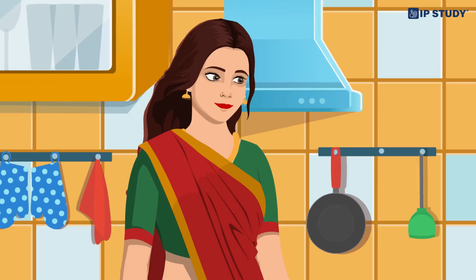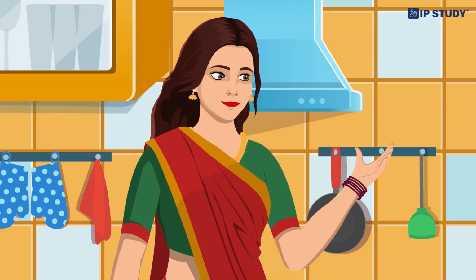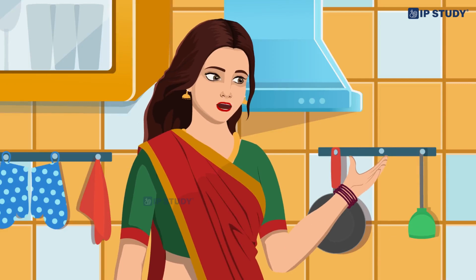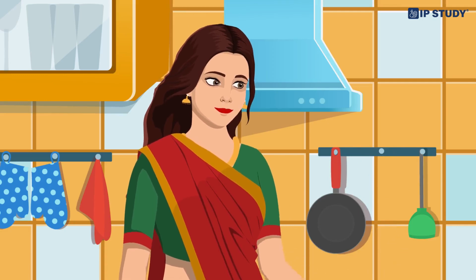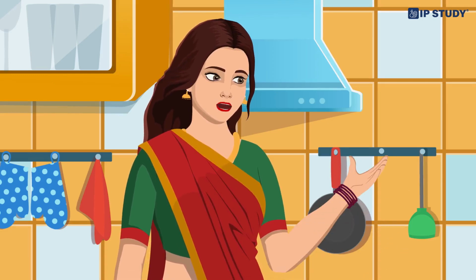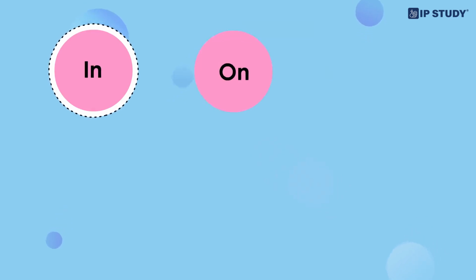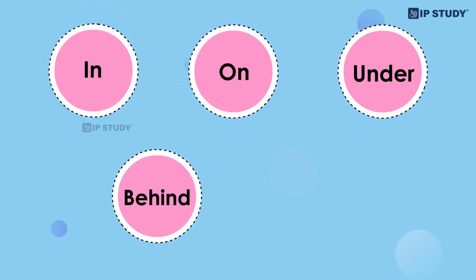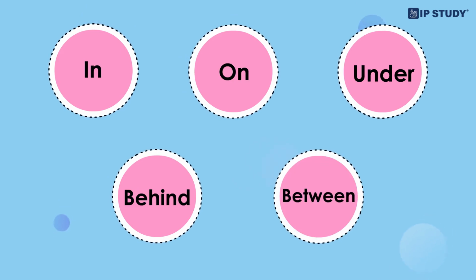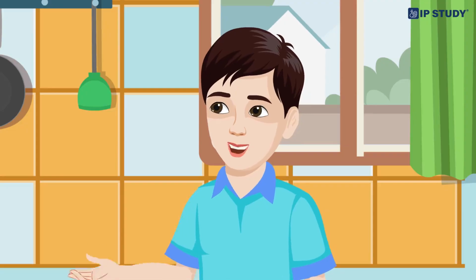Okay, Mom. The words that are used to describe the position, place, and time of naming words and pronouns are called position words or prepositions. Words like in, on, under, behind, and between tell us where someone or something is. Mom, please teach me more prepositions so that I can make correct sentences.